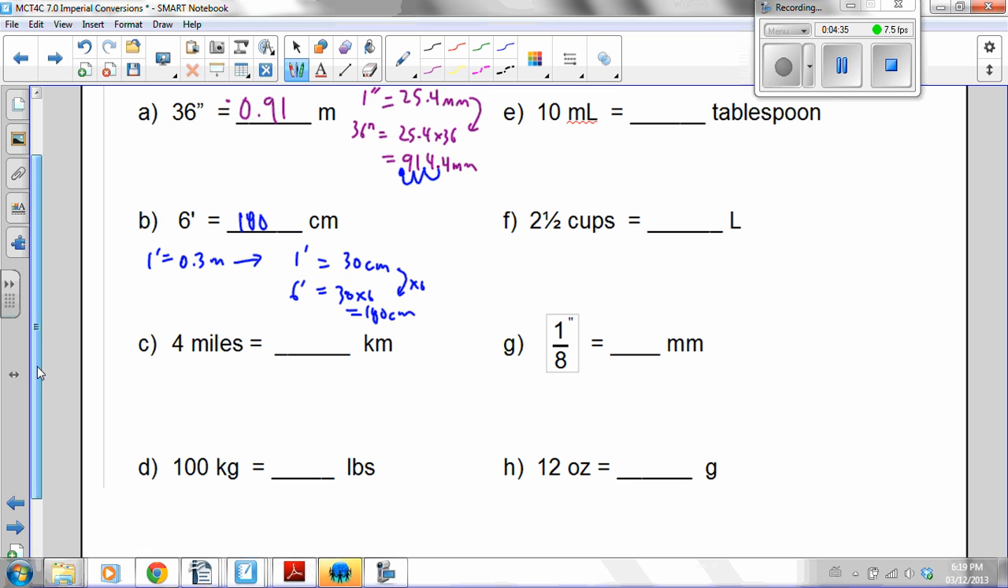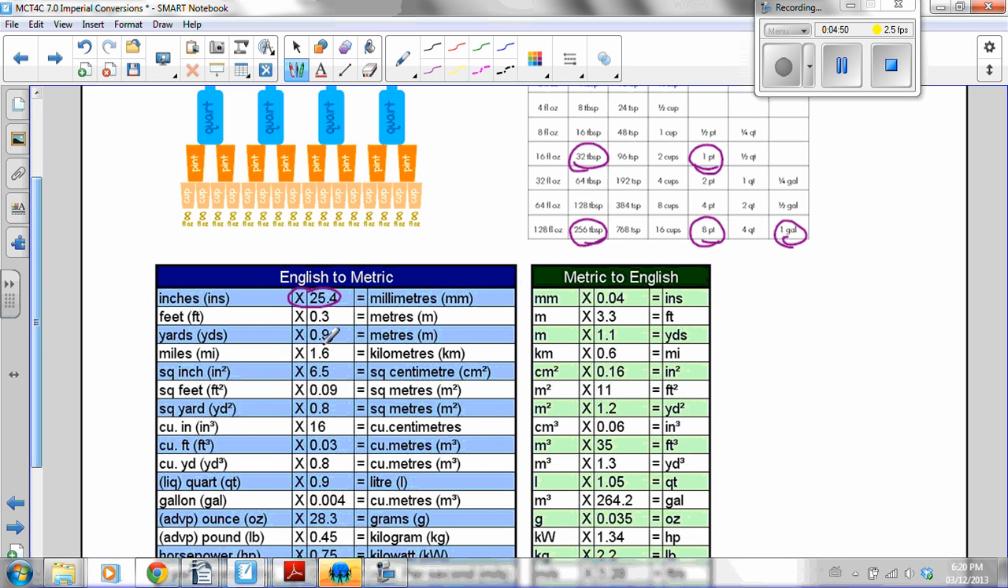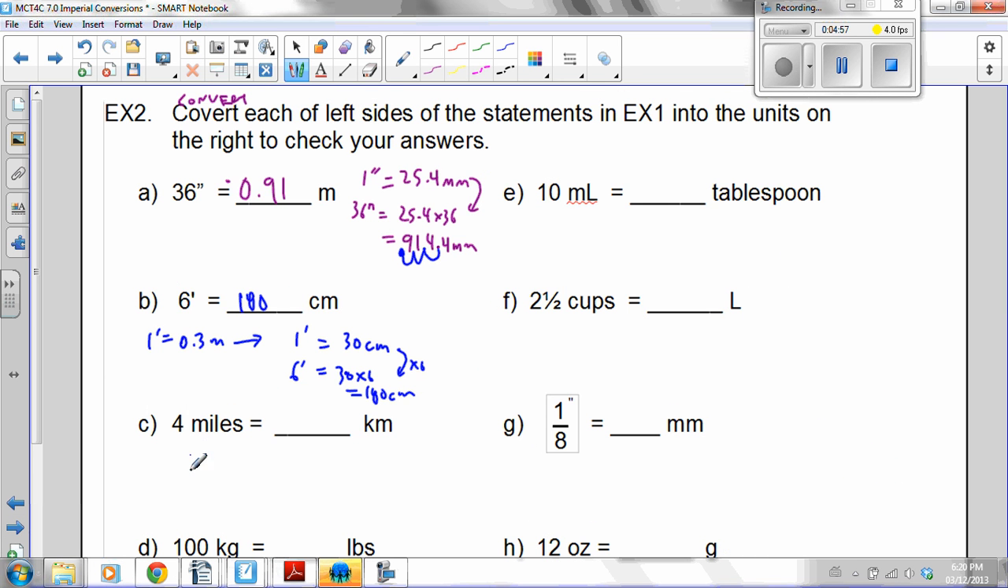And again, we're going to do the same thing. We're going to look up a conversion factor, and then off we go. Conversion factor, miles and kilometers, right there. We had mentioned that one already. 1 mile is 1.6 kilometers. But I want 4 miles, so what am I going to do? I'm going to multiply by 4.